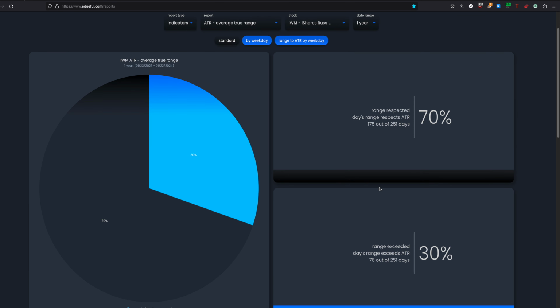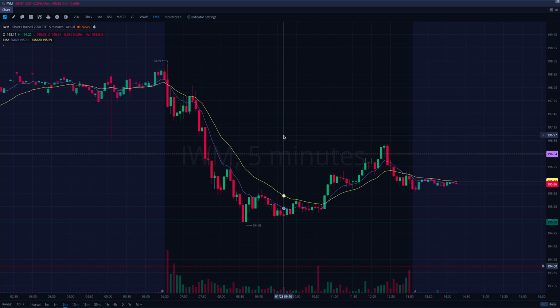Well, in IWM, it respects its ATR 70% of the time in the last year. 251 days, 175 of those, it's going to stay within its average true range on a daily basis. Okay? That's pretty good conviction right there. So at this point, you might just say, okay, well, I'm going to get long here, just right at 195, right? We have the data to back us up.